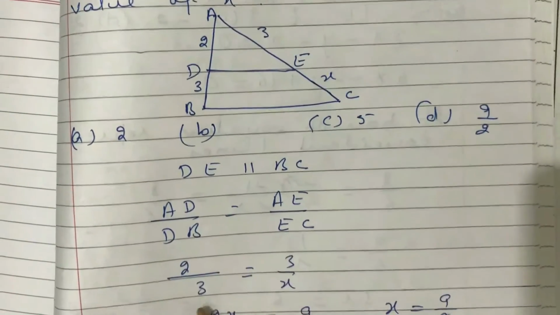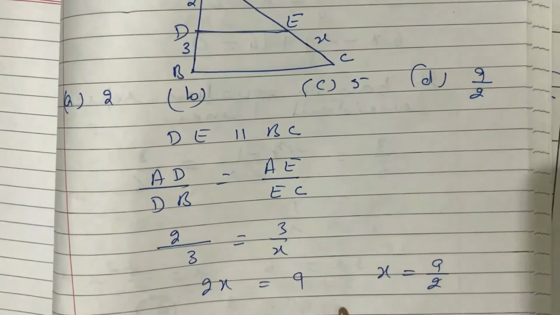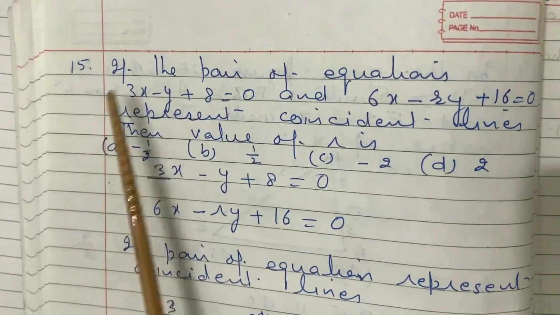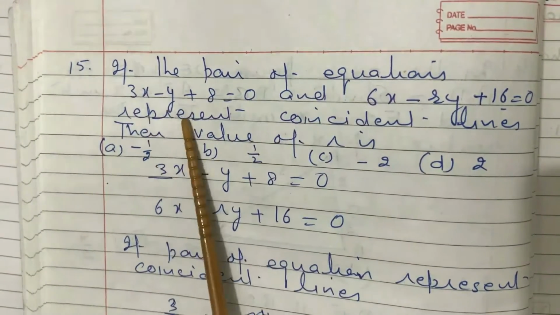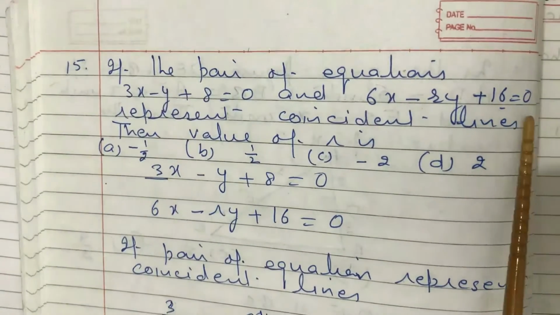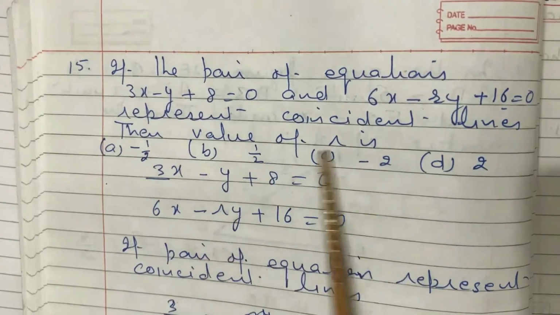and just substitute the values and you will get x is equal to 9 by 2. It means D is the option. Now the 15th question is, in the pair of equations 3x minus y plus 8 is equal to 0 and 6x minus ry plus 16 is equal to 0 represent coincident lines. The value of r is, there are 4 options.